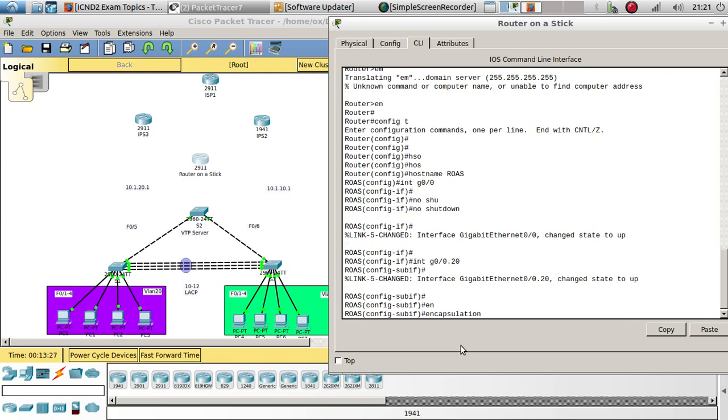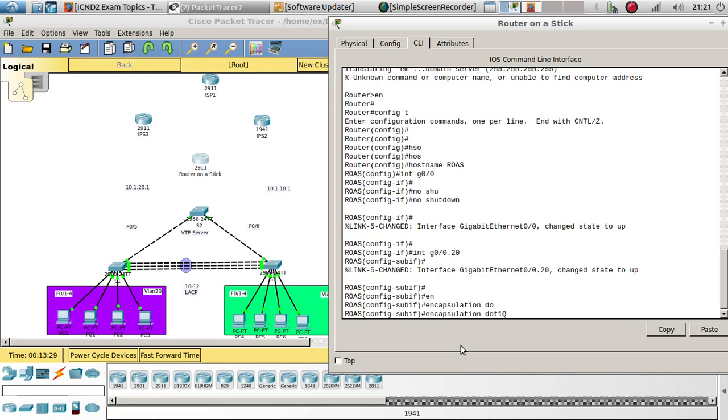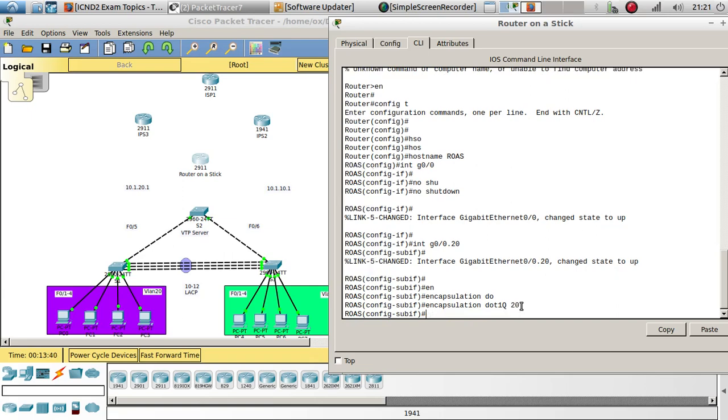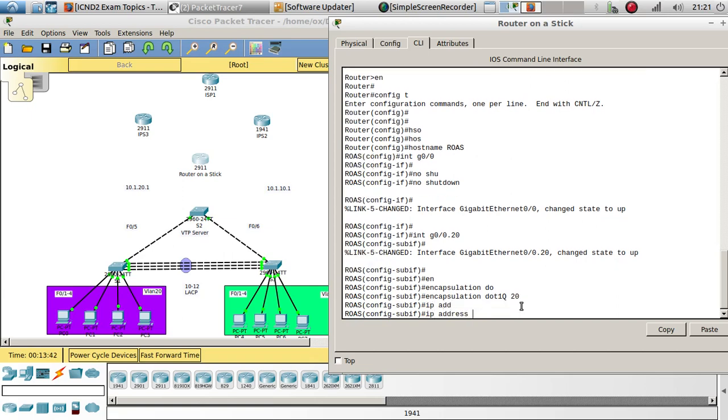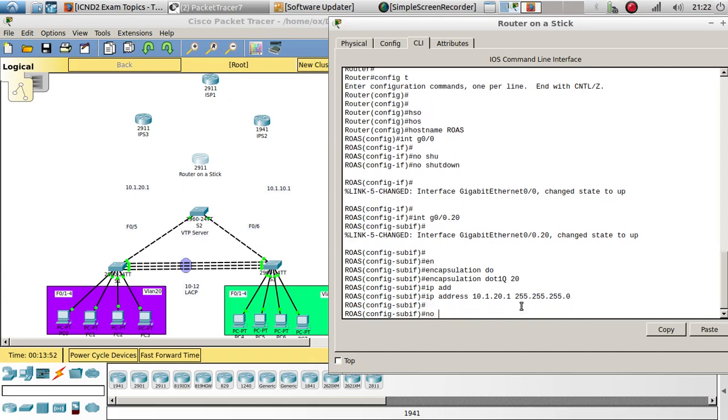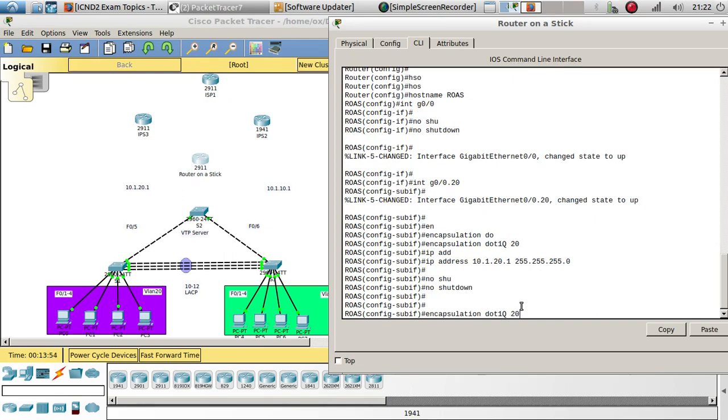You have to do encapsulation dot1q, and after that you have to give the actual VLAN number, and in this case it's going to be 20. And then after you do that, you are able to configure the IP address, and the IP address for that sub interface for that VLAN on a stick is going to be 10.1.20.1. All right, let's do a no shutdown like I always do.